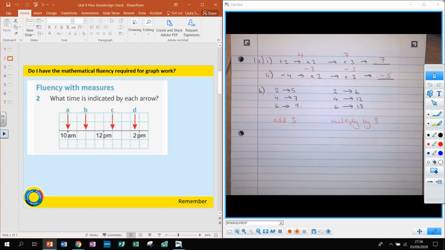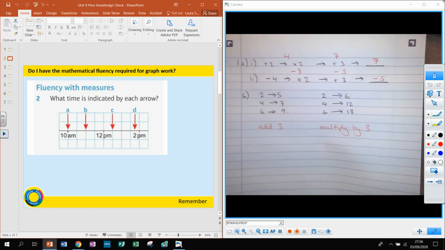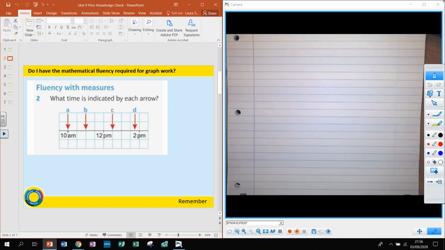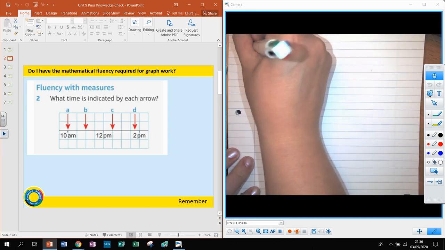Okay, right, so this is a fluency question in terms of measures. In this case, it's time. It's also about reading a scale. Okay, I would like you to do that. Pause the video, have a go, write down your answers, and then press play when you're ready to go through that. Okay, well done. Let's take a look at question 2 now.